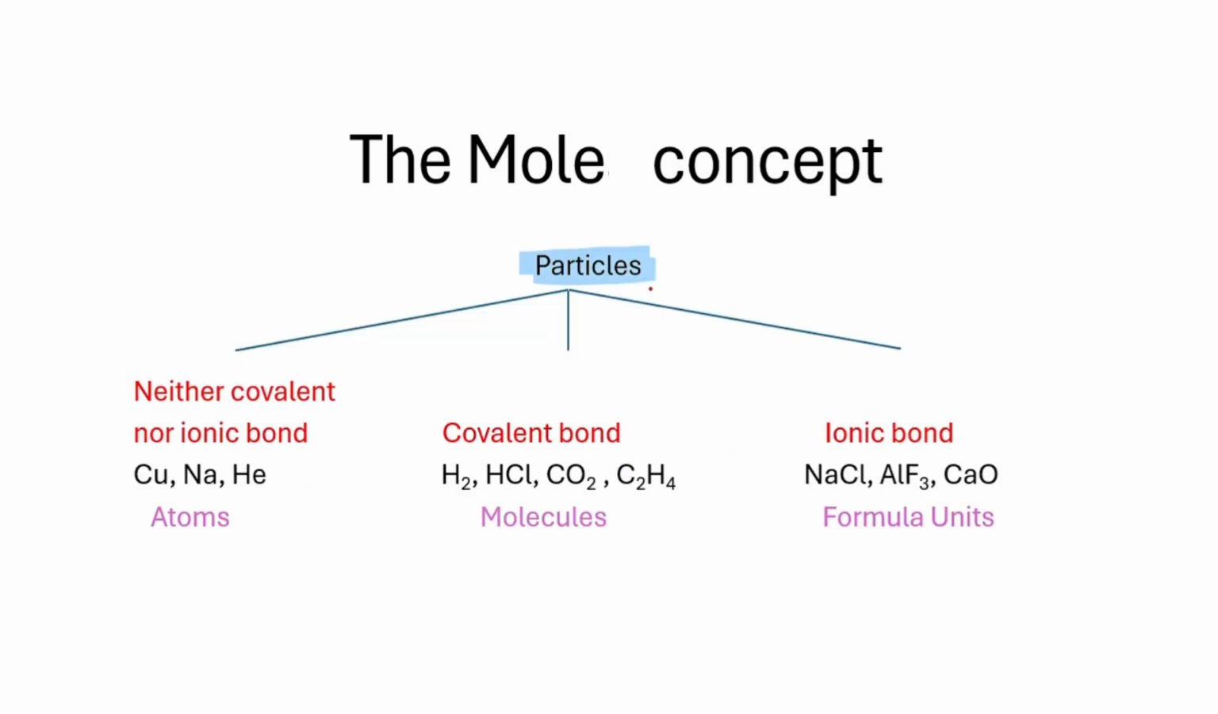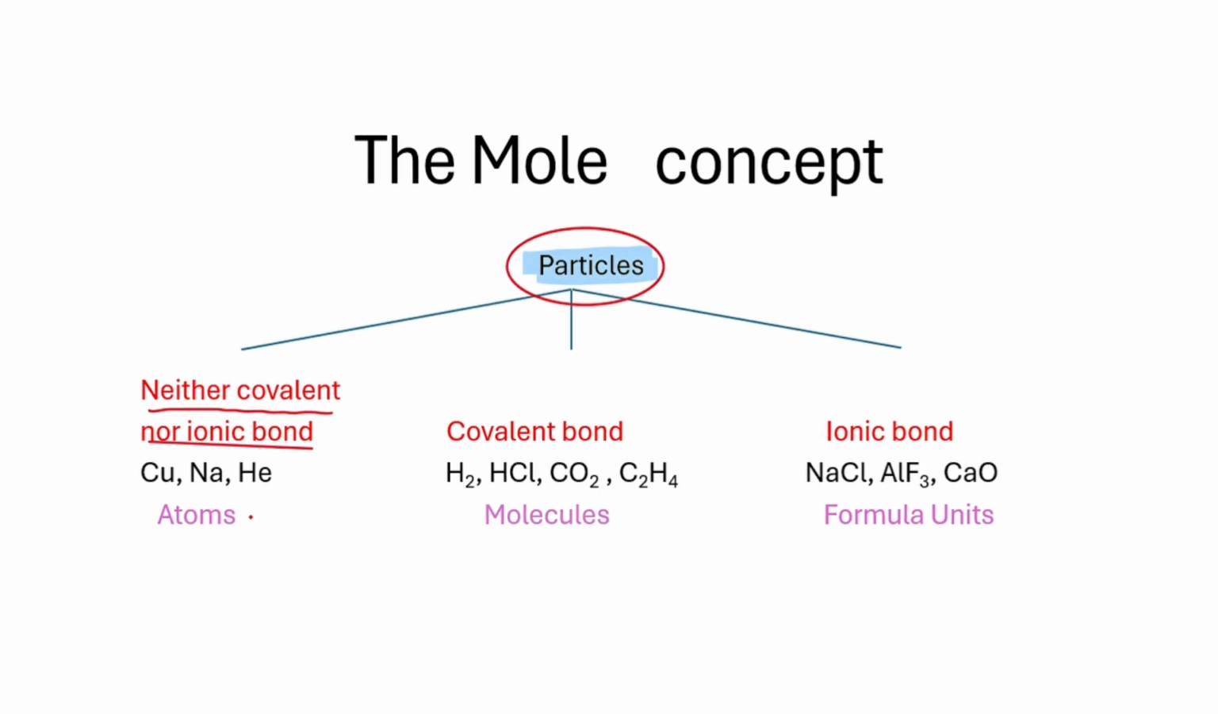The number of particles, though, are always the same, but the type of particles could change from substance to substance. So if we have been given a substance which is neither in ionic bond nor in covalent bond, the examples could be copper, sodium, or helium. These are the elements in their atomic state. So the particles we'll be talking about for them will be the number of atoms.